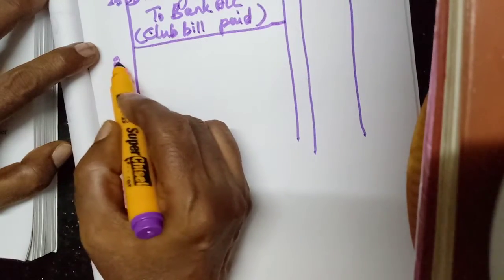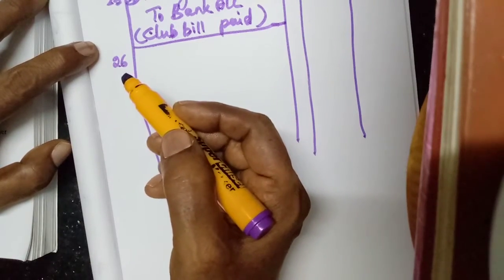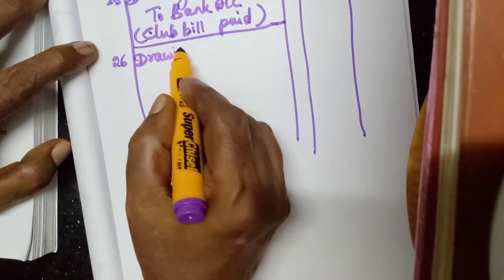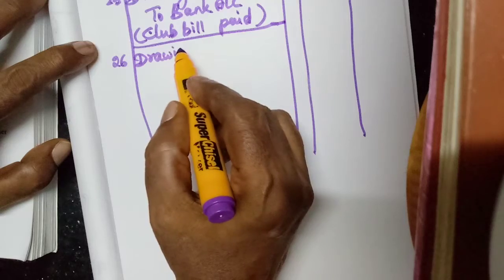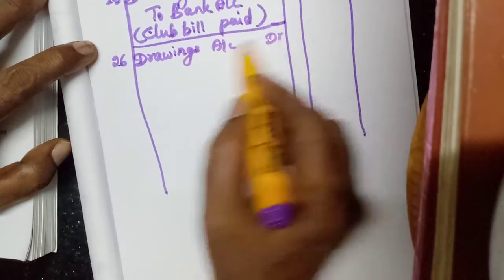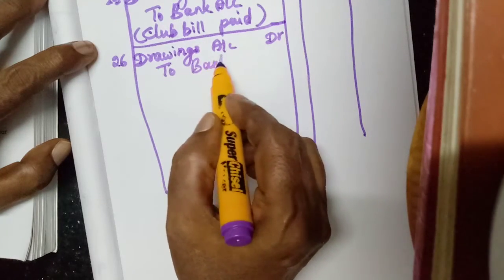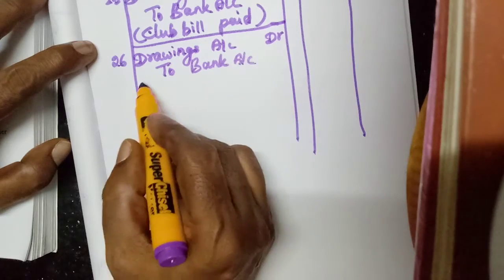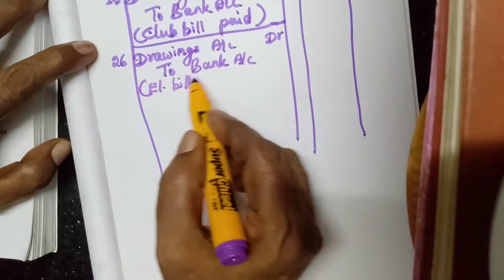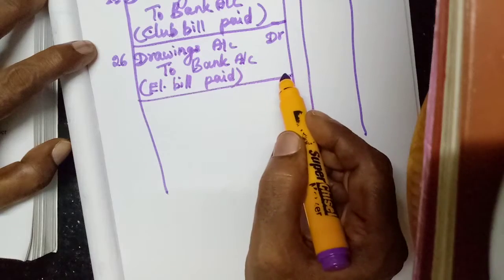Then 26. Paid electricity bill of the proprietor's house through debit card. Again here it is drawings only, not the office one. Electricity bill of the proprietor's house, this one is personal use. Drawings account debtor to bank account, since the bank only paid. Electricity bill paid, 2,000.